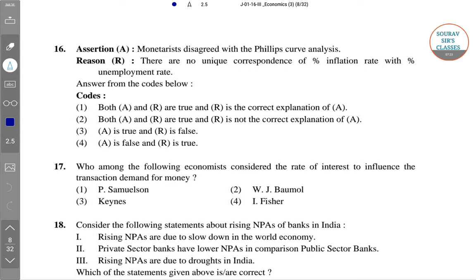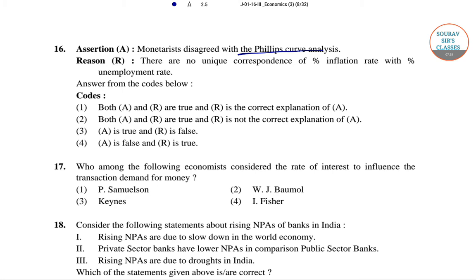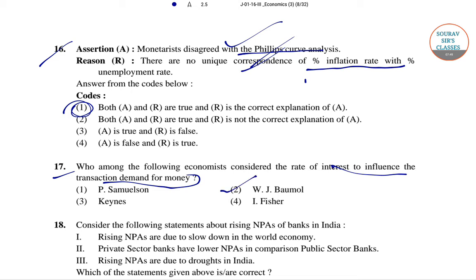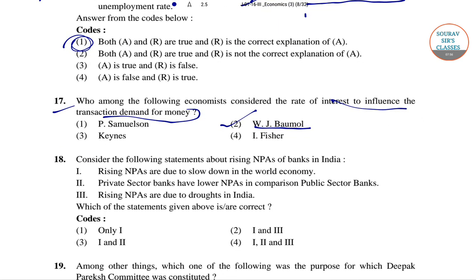In question number 16, it is given, the monetarist is regarded with Phillips curve analysis. There is no unique correspondence of percentage inflation rate with percentage unemployment rate. So we know this and this both are right answers, and this is also a correct explanation of this. So for question number 16, the right answer would be option 1. Now question 17, it is given, which among the following economists consider the rate of interest to influence the transaction demand for money. We know the right answer would be option 2. For question number 17, it is W.J. Baumol. Now we'll go to question number 18.